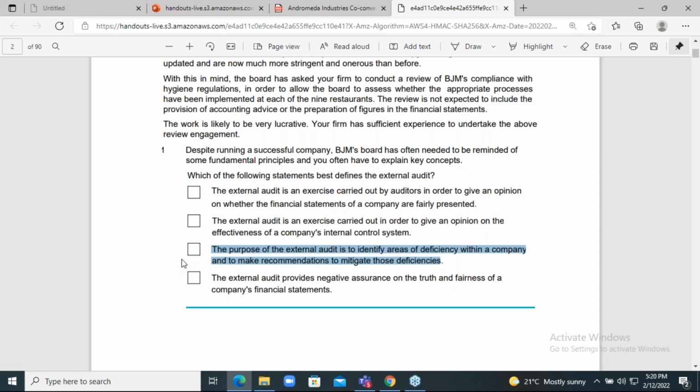Now why was option C not correct? This is my question for you: why are B or C incorrect? Just because A has words like opinion on the financial statements or fairly presented. These are eye-catching words, and these are sometimes the trap. So you should be very clear on why a specific option is correct. Can you give me the reason why option C is incorrect?